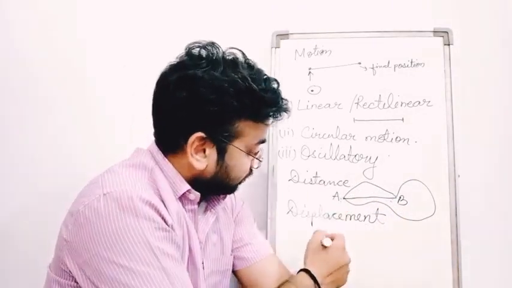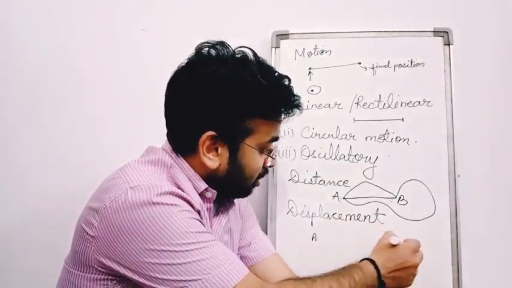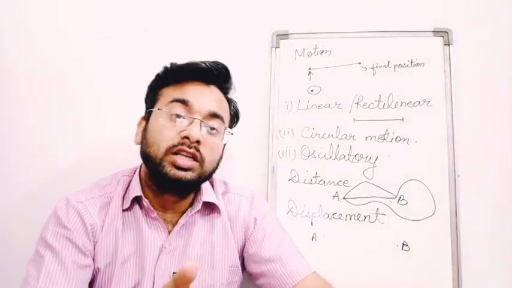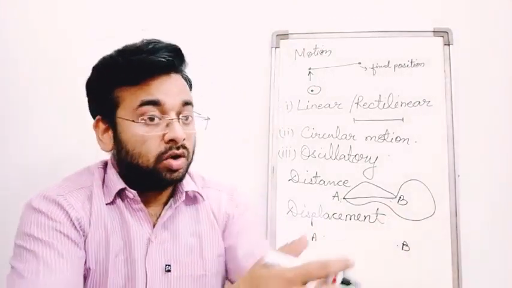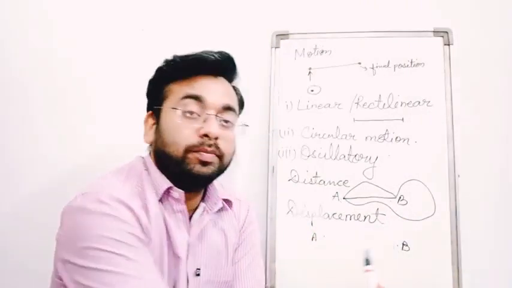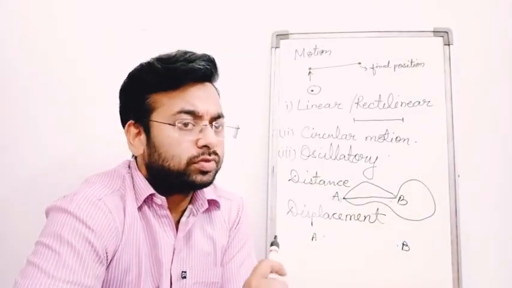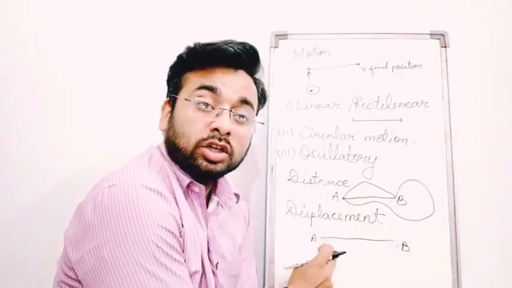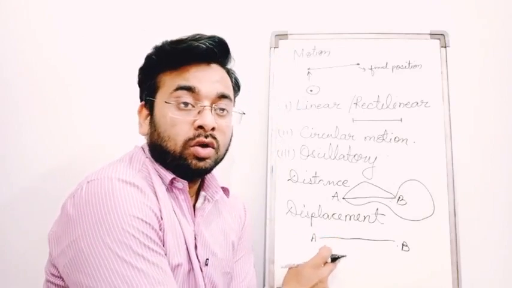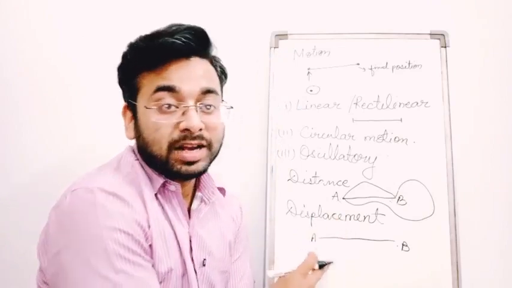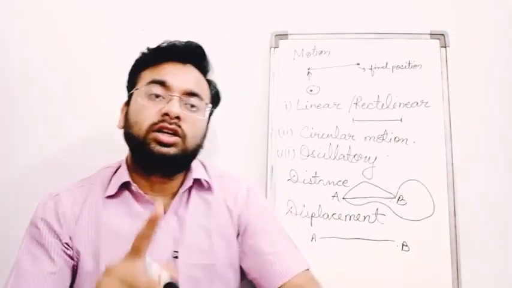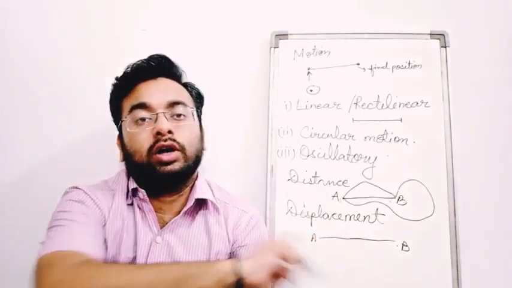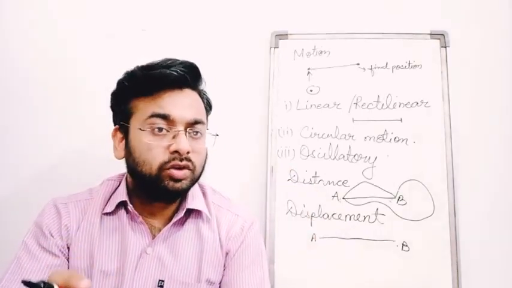Now displacement, for the same point A to point B, displacement is the shortest path. Now there can be many ways to reach from point A to point B, but the shortest path is the straight line. This shortest straight line is displacement. Displacement is the shortest path traveled by the object to reach from one point to another. So I believe this is clear to you.